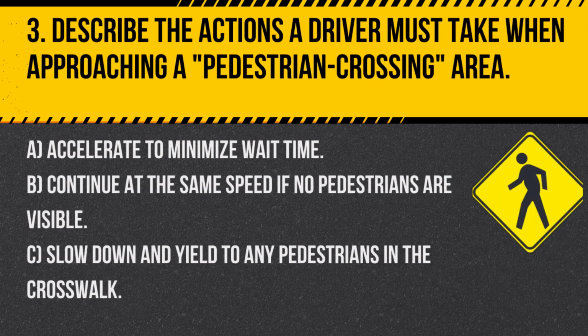Question 3. Describe the actions a driver must take when approaching a pedestrian crossing area. A. Accelerate to minimize wait time. B. Continue at the same speed if no pedestrians are visible. C. Slow down and yield to any pedestrians in the crosswalk.